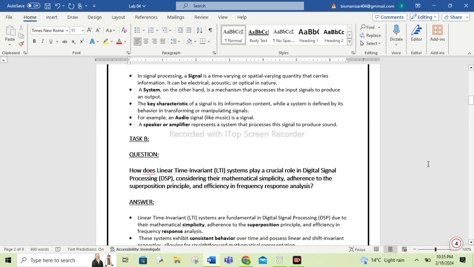In signal processing, a signal is a time varying or spatial varying quantity that carries information. It can be electrical, acoustic, or optical in nature. A system, on the other hand, is a mechanism that processes the input signals to produce an output. The key characteristic of a signal is its information content, while a system is defined by its behavior in transforming or manipulating signals. For example, an audio signal like music is a signal. A speaker or amplifier represents a system.